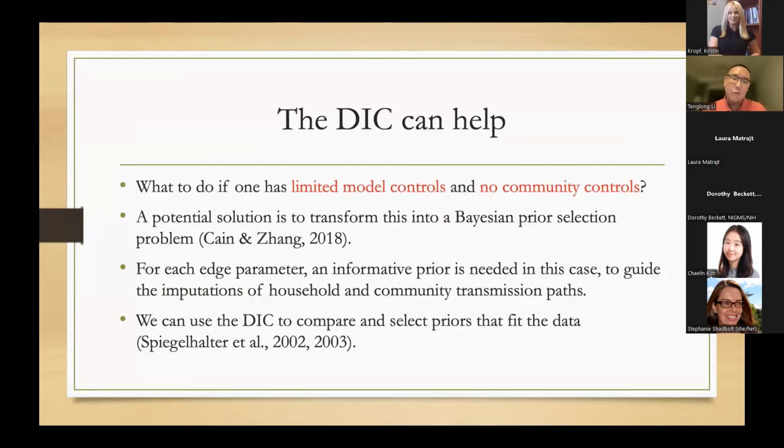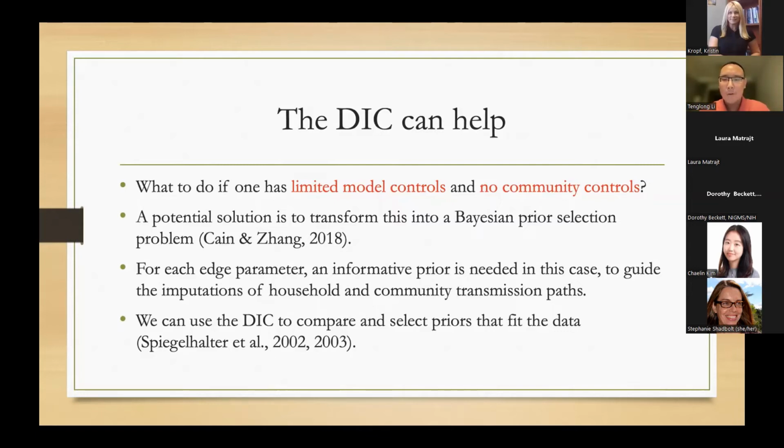So we now really focus on the worst scenario, right? What if you have only limited model controls and you don't have community controls? That means you have bad measurements or limited variables and you don't have the good design, which is a typical TB household contact study design. The solution is to transform this into a Bayesian prior selection problem.